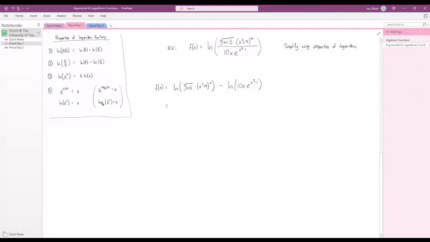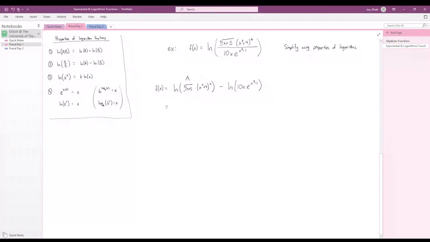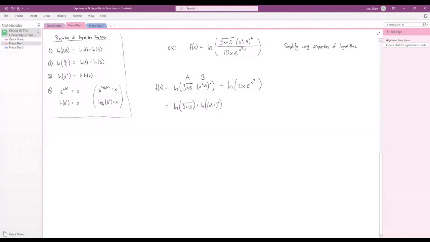Yeah, so we can use the first property in a couple of places. Anytime you have a product inside of a log, you can try to apply this first property. So here we've got natural log of a product. We can think of the cube root as our a, and this polynomial to a power of 6 as our b. So we can split that as natural log of a plus natural log of b.